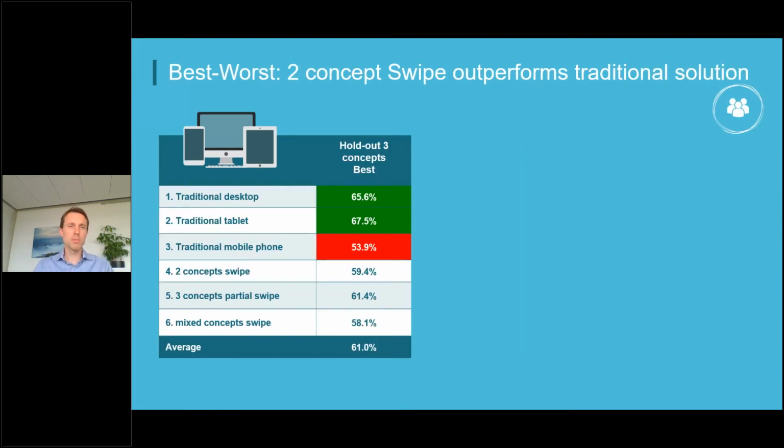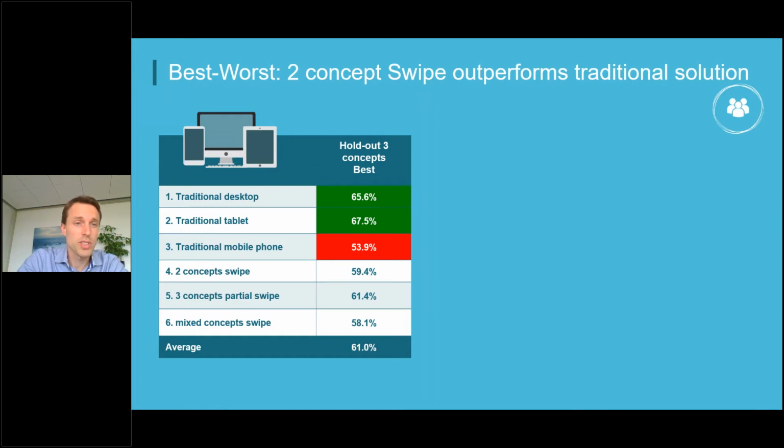Now we go into a bit more tricky numbers. Like I said, we had 2 holdout tasks. So first of all, we had the holdout task with 3 concepts, where we ask of these 3, which are the best and the worst. Well, I will only discuss the best here. Worst has the same structure.